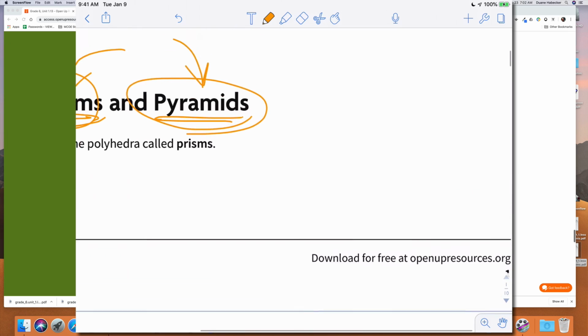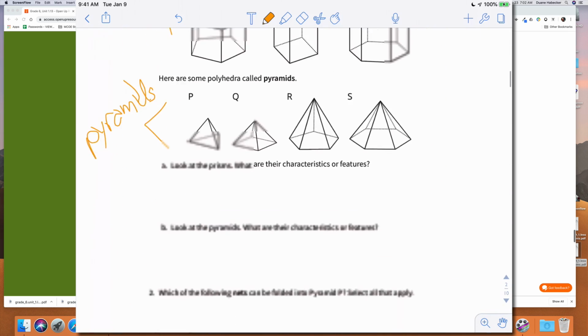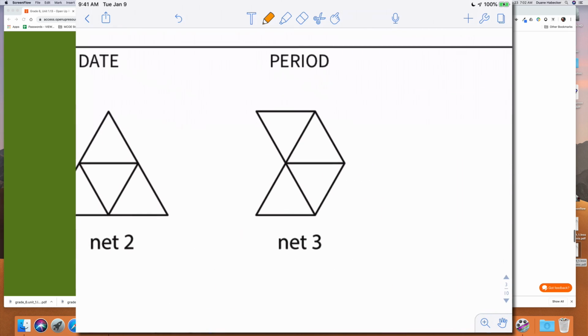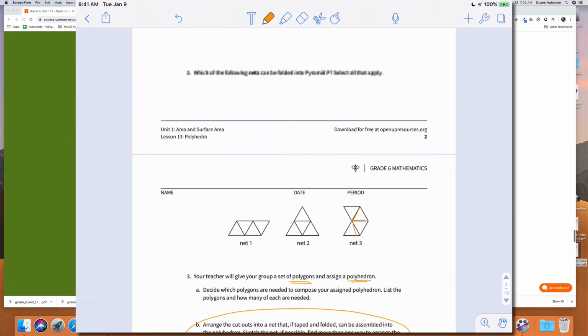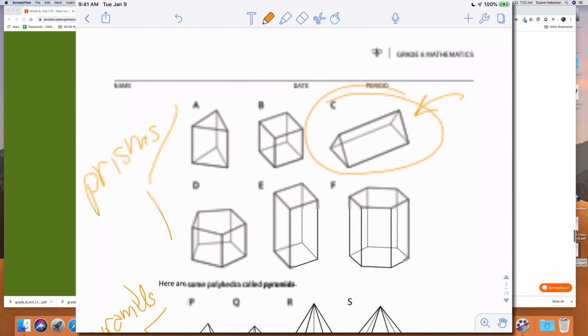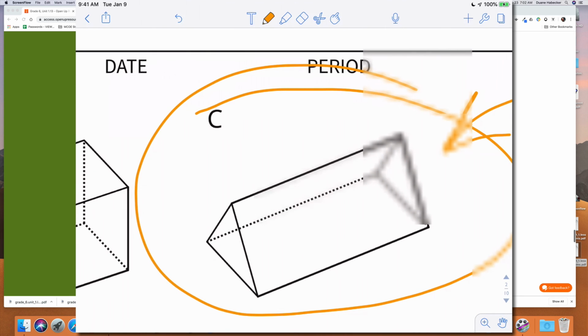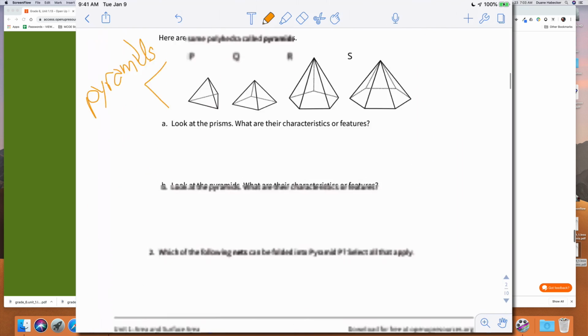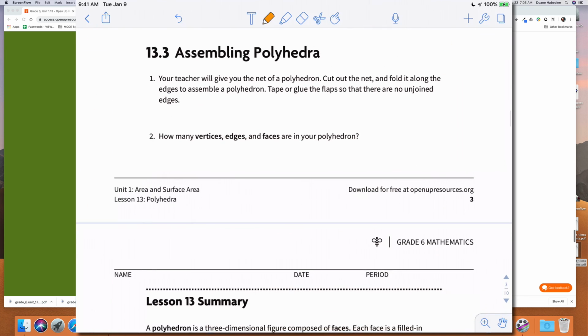So basically, you're going to try and create, right here, a net like this, a flat shape, so that when you fold it on its lines, it will create the prism that you've been given. Wow, it's kind of slow today. That's cool. All right, and let's move on.